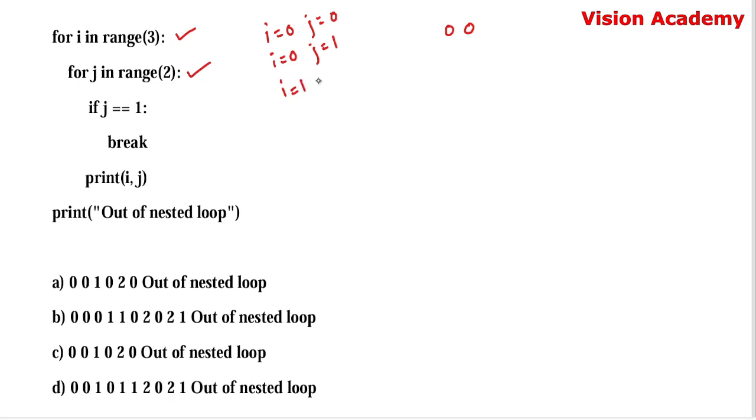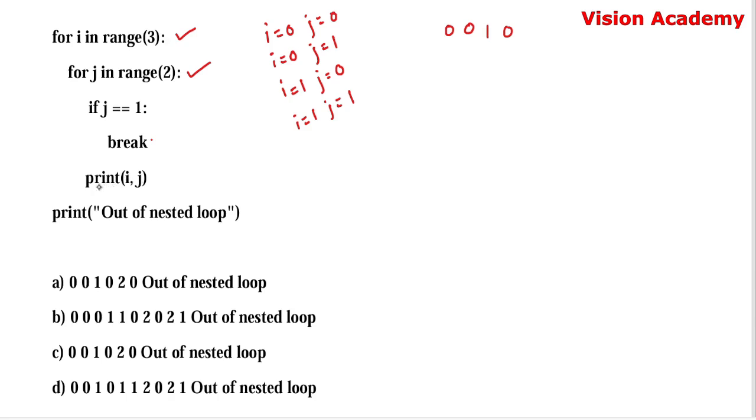Now i value is 1 and once again j value will be 0. Now you can check the condition. j value is 0, which is not equal to 1. Hence the break statement will not get executed. It is going to print the value of both i and j. So i is 1 and j is 0. Once again control transfers to the inner loop by incrementing the value of j by 1. i value remains the same, i is equal to 1. Now j is equal to 1. 1 is equal to 1. Yes, the condition is true. Then the break statement will get executed and this print statement will not get executed.